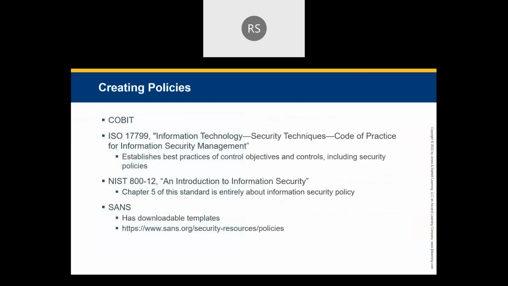All right, so let's discuss the creation of information security policies within the organization. You see on the screen, we have a couple of different options here: the COBIT, ISO 17799, NIST 800-12, or SANS. All of these are giving you frameworks for creating a policy. SANS, for example, even has downloadable templates that you can download and look at how a policy is written.